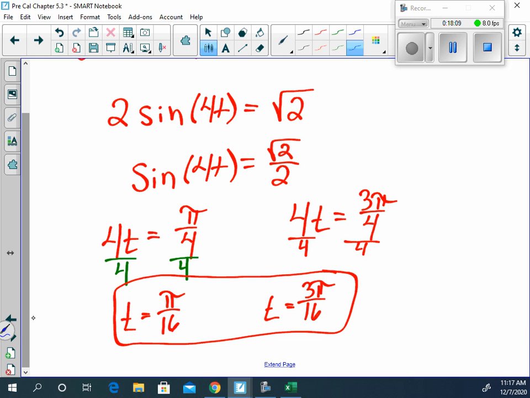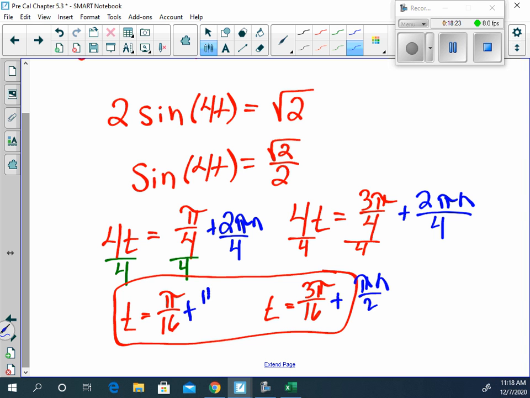Now really, again, if we had 2 pi in there, it would be over 4, which would just be plus pi n over 2, because 2 over 4 reduces to 1/2. That's it. Questions on this here?